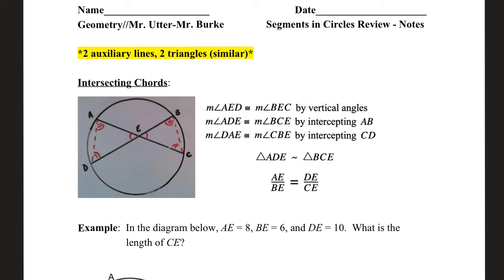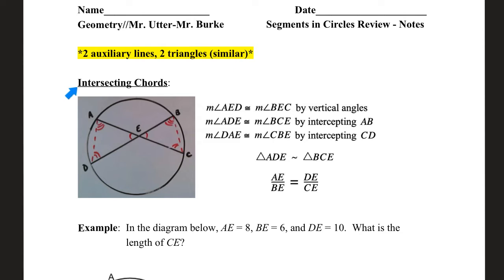Hello everyone, in this lesson we are going to review segments in circles. If you recall from the first video, which was on angles, we used one auxiliary line and one triangle, along with creating other things from that one auxiliary line, to find the angles in circles. Well, on this one, to find missing segments in circles, we're using two auxiliary lines, which creates two triangles, and those triangles are similar to each other.